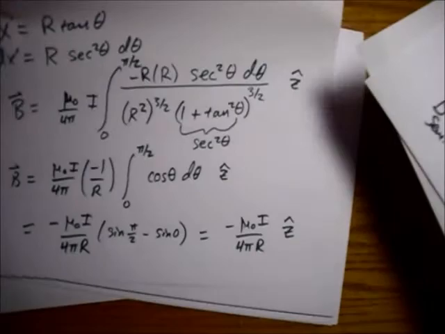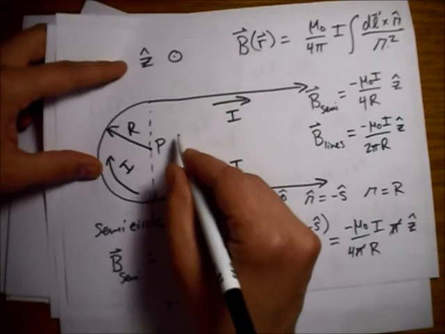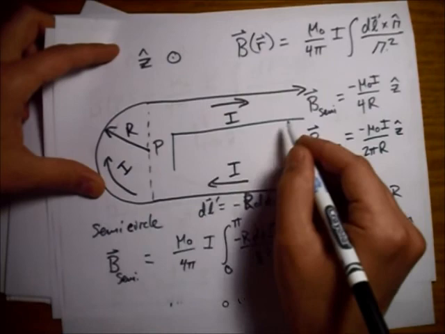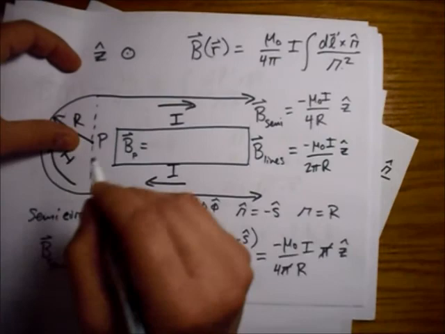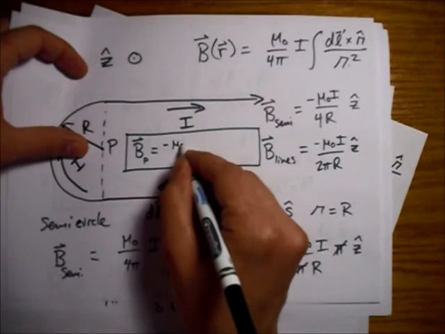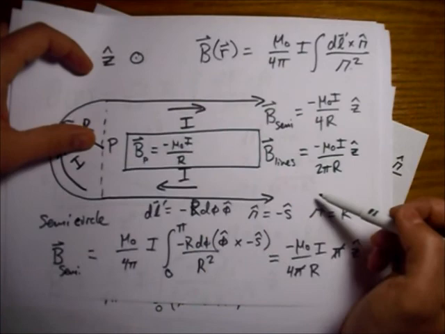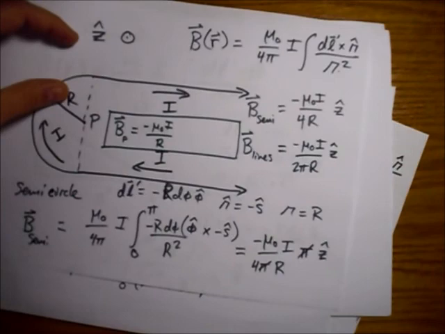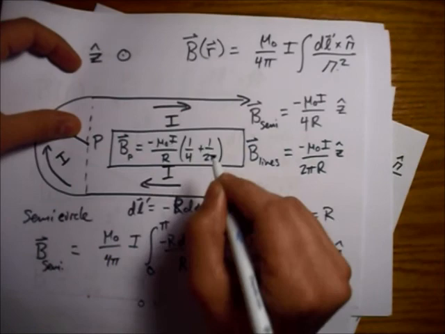And so, find a little piece of real estate I can write this on. I hope this is not too cluttered. Let me draw a little box right inside here, and we'll just write this in. So, the total B at point P is just equal to the sum of these. So let's factor out our common parts here, minus mu naught I, we have an R on the bottom. Then we have, what shall we do here? Factor out a 4, factor out a 2. Let's just, why not, let's just leave it as 1/4 plus 1 over 2 pi. You can probably reduce that down if you want.